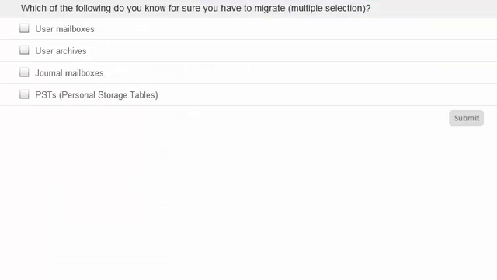All right, let's take a look at the second polling question here. Question: which of the following do you know for sure you have to migrate? And this is a multiple choice. User mailboxes, user archives, journal mailboxes, or PSTs.